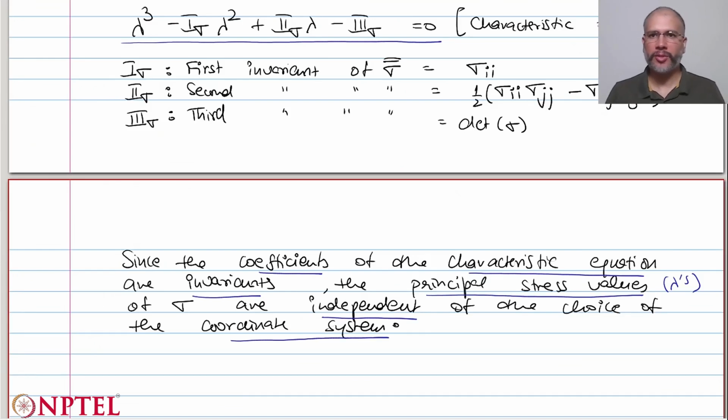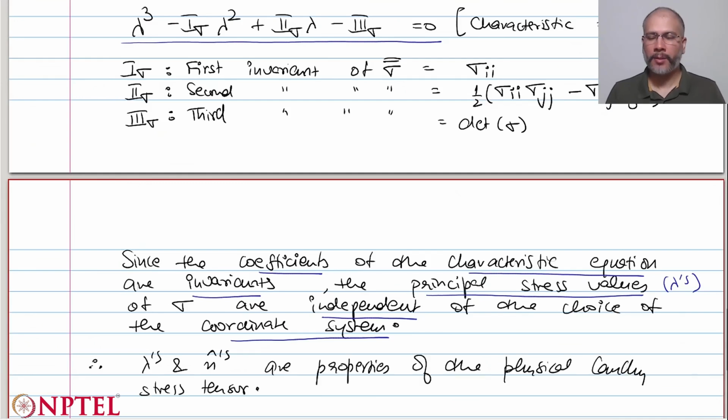So this basically means that the lambdas and the corresponding n hats, that is the principal stress values and principal stress directions, are properties of the physical quantity sigma. So they are a property of the Cauchy stress tensor, the physical quantity. They do not depend on how we choose to look at the coordinate system. If I rotate my coordinate system, nothing is changing with the physics of the problem. So the principal stress values and principal stress directions will not change.